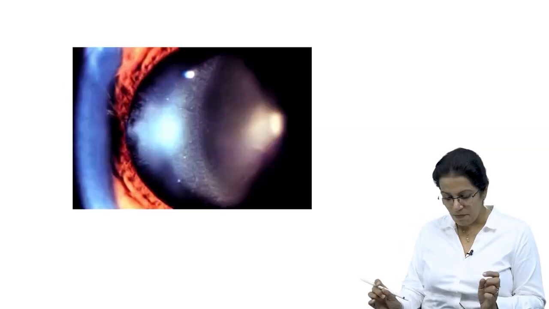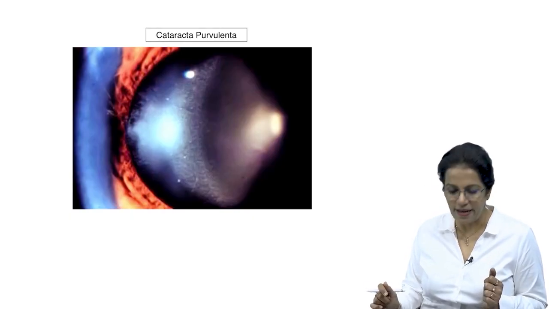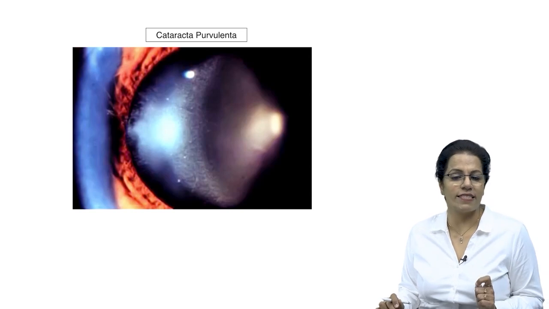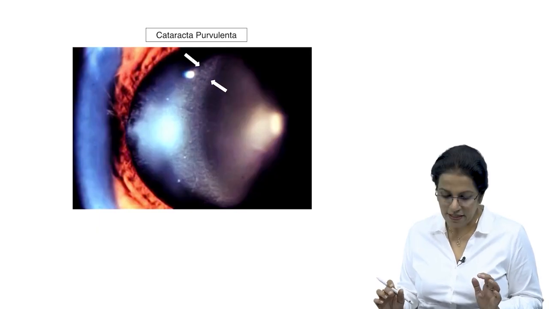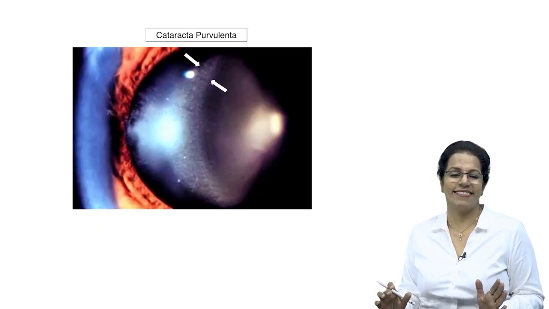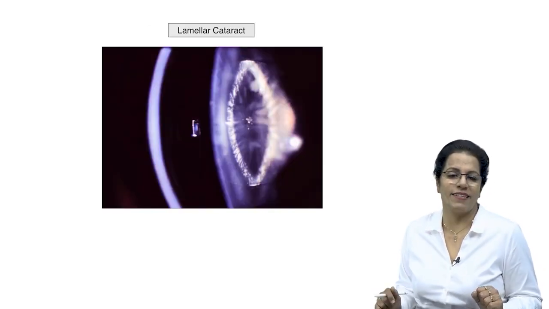Next slide is powdery appearance. This is your cataracta purulenta, right? So, if you look at this cataracta purulenta, all these opacities have a powdery appearance, right? No questions here, but you should know this. We come to the next one.